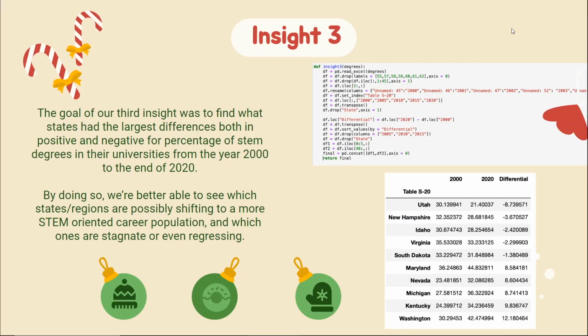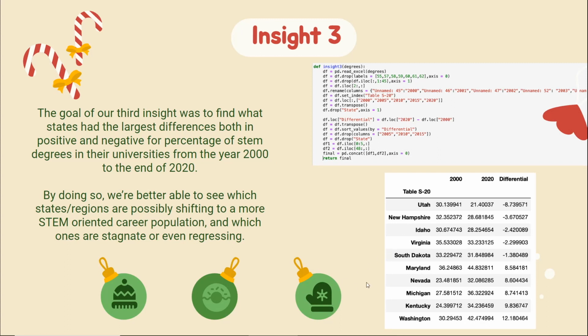The goal for our third insight was to find the largest differences, both positive and negative, in the amount of STEM degrees in each state. And then we put in this data frame the top 10 differentials, the 5 worst and the 5 best. So as you can see here, Washington had the greatest increase from the year 2000 to 2020, and Utah had the greatest decrease from 2000 to 2020. And there's 3 here that we want to note specifically.